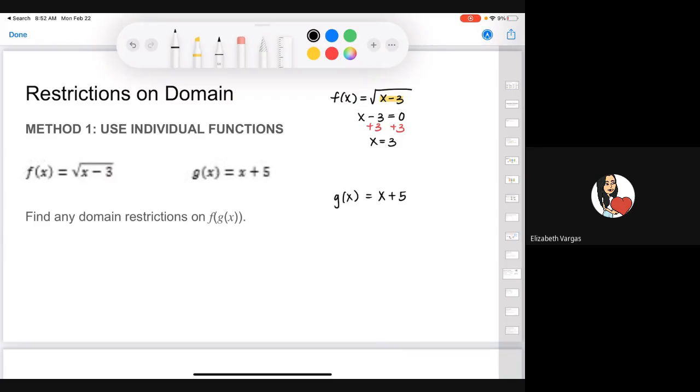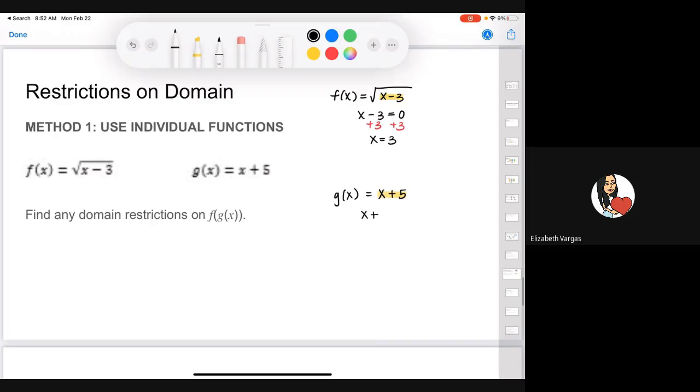And so now what we can do is we can also find the domain restriction of g of x. And so basically we would do the same thing, x plus 5. And what we want to do is identify when it is equal to 0.